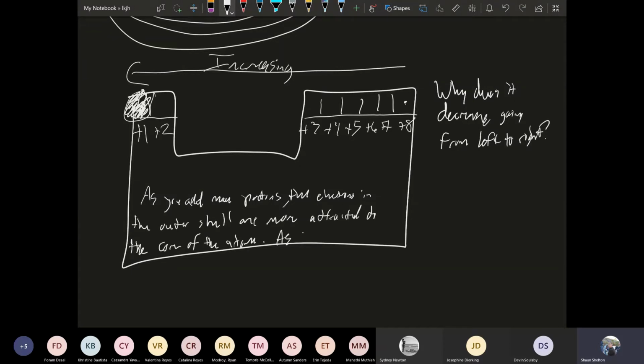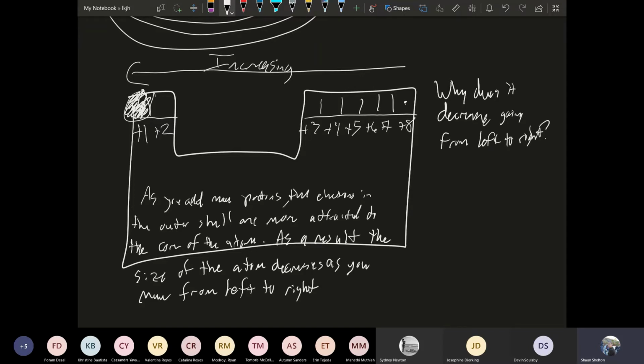All right. As a result, the size of the atom decreases as you move from left to right on the periodic table. So it's all about the attraction of the electrons and the protons on the periodic table. All right, so that's the answer to this question here.